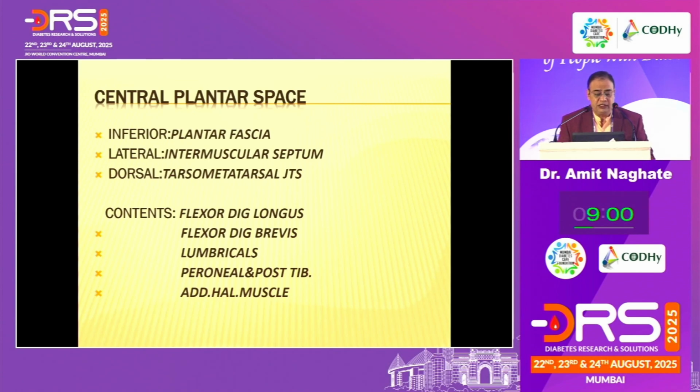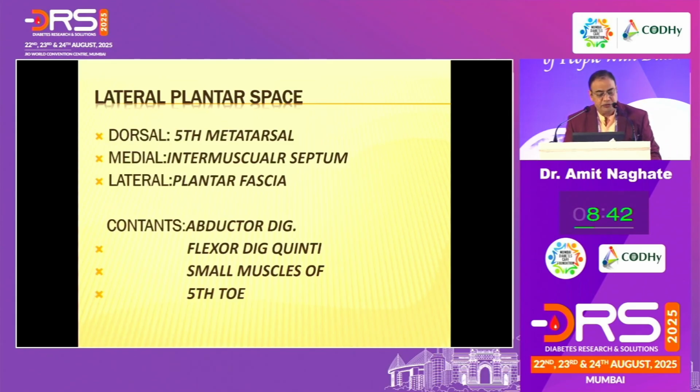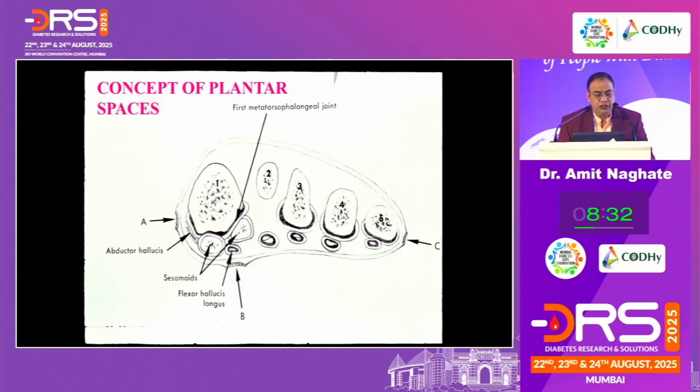The central plantar space is bounded inferiorly by plantar fascia, laterally by the intermuscular septum, and dorsally by the transmetatarsal joint. It contains flexors longus and brevis, lumbricals, and the rest of the muscles. The lateral space is formed dorsally by the fifth metatarsal head, medially by the intermuscular septum, and laterally by plantar fascia. So this is the concept.